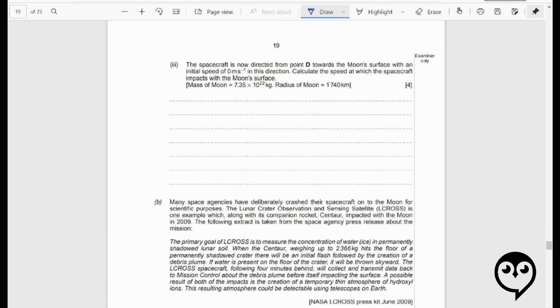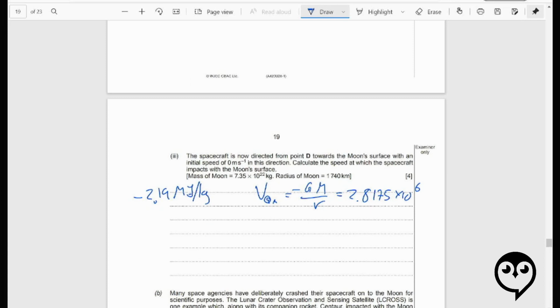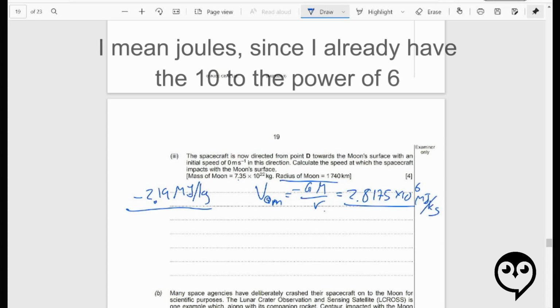The spacecraft is now directed from D towards the moon's surface. Calculate the speed at which this spacecraft impacts the moon's surface. Okay, so this was the potential at D. This is the potential I've got here at the surface of the moon. I've put the radius in here, the mass, and this is what I've got here. This is of course megajoules per kilogram.